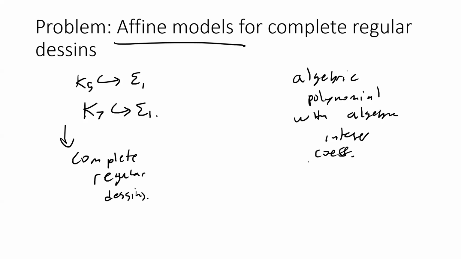Such that, and also the Belyi function that I described before for dessins is going to be a rational function or a meromorphic function on my Riemann surface. And it can be expressed as a rational function on this algebraic curve. So I want to get these affine models, which are just the algebraic curve together with the Belyi function.